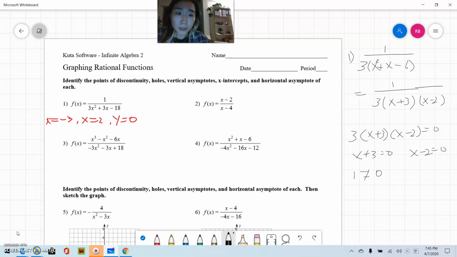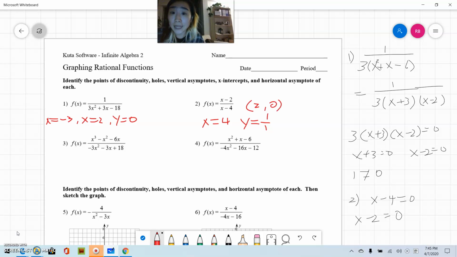So let's go to number 2. To find the vertical asymptote, I need to set the denominator equal to 0. So I know that my vertical asymptote is x equals 4. And for the horizontal asymptote, since the degree of the numerator and the denominator are equal, I need to look at the coefficients, and it's 1 over 1. So y equals 1 is my horizontal asymptote. To find the zero, I need to set the numerator equal to 0. So (2, 0) is my x-intercept.